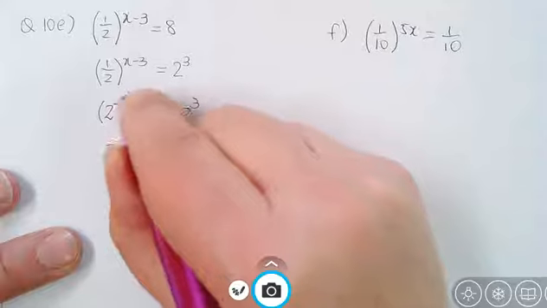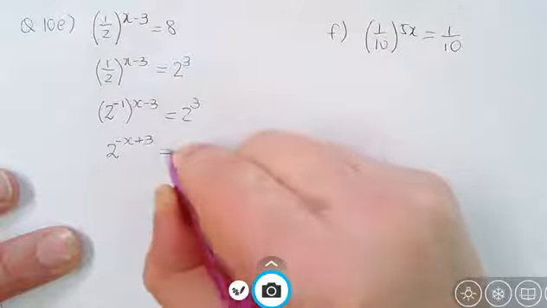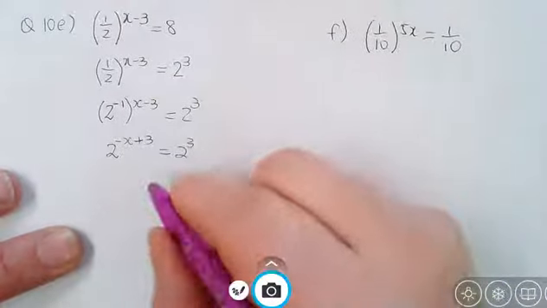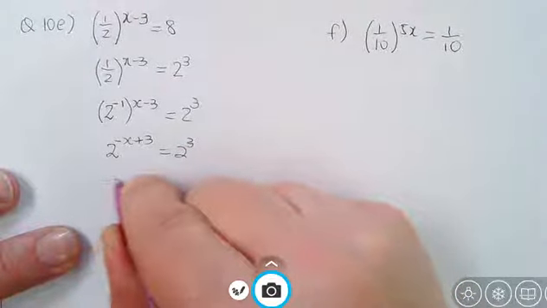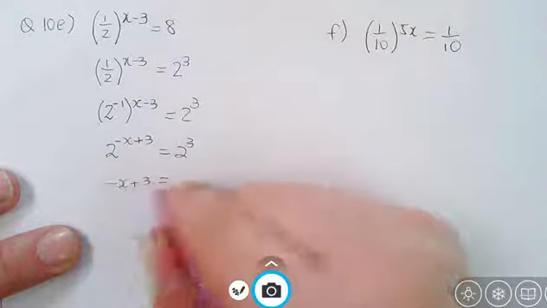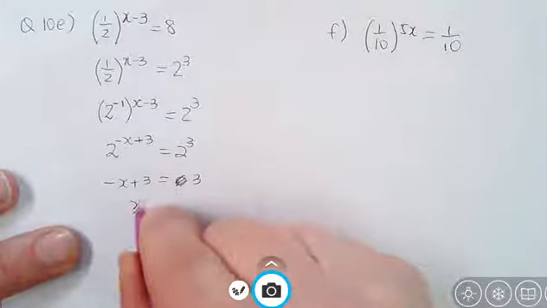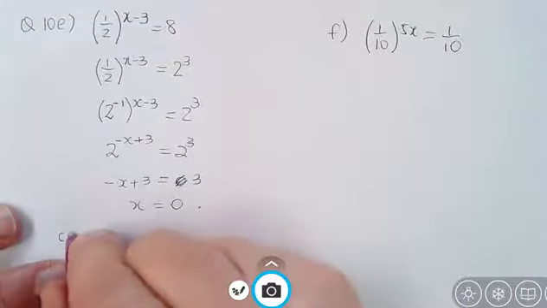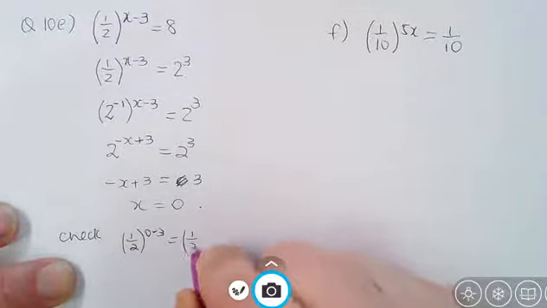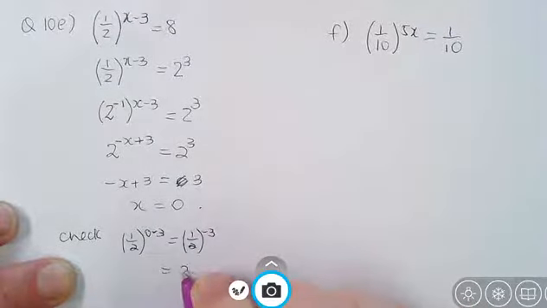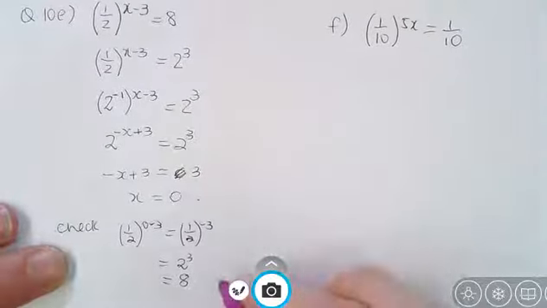So I get 2 to the power of negative x, and negative 1 times negative 3 is positive 3, equals 2 to the power of 3. So now I can equate my indices, so therefore negative x plus 3 is 3, and so therefore x must equal 0. So let's just check. A half to the power of 0 minus 3 is a half to the power of negative 3, which is 2 cubed, which is 8. Okay, so that looks correct.